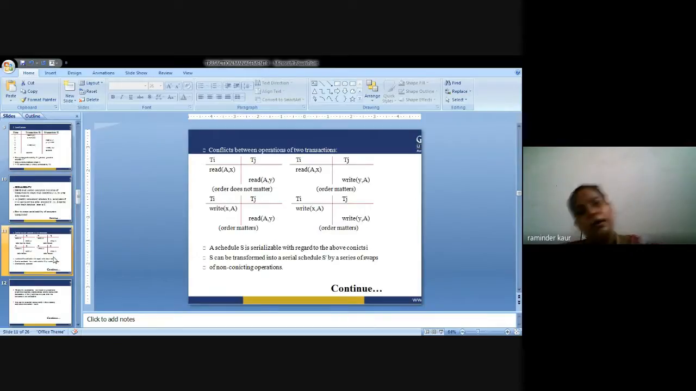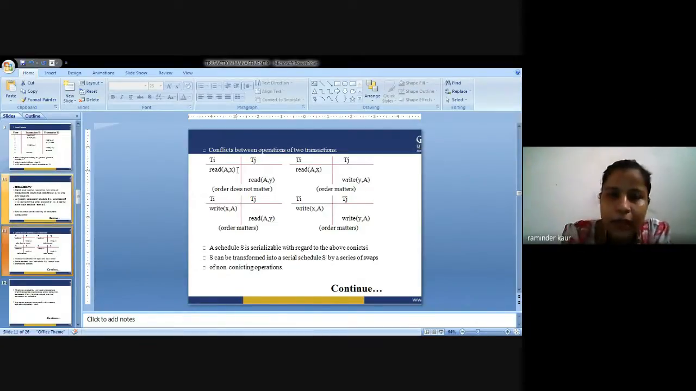How to resolve the conflicts? After reading in TI, then in TJ I am going to read. But here, in TI and TJ, order does not matter, because I am not writing anything. Only a read operation is there, with no need to update. So order does not matter. Either I could read this one first or I could read this one first.